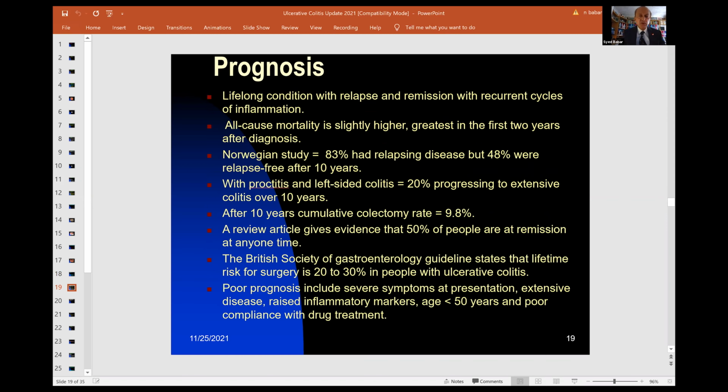So what would be the prognosis? It's a lifelong condition characterized by relapse and remission, and all-cause mortality is slightly greater at the onset of the disease. And there are variable results mentioned. But what is most relevant as a result of these studies is, after 10 years of suffering from ulcerative colitis, the colectomy rate is 9.8%. The British Society of Gastroenterology states that lifetime risks of surgery is 20 to 30% in people with advanced ulcerative colitis.